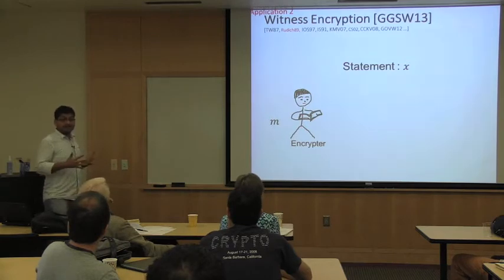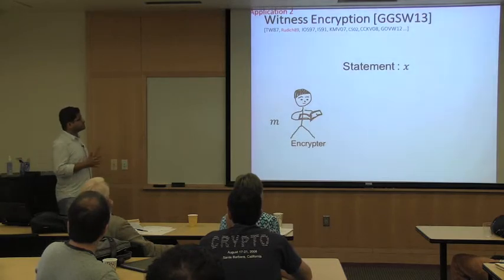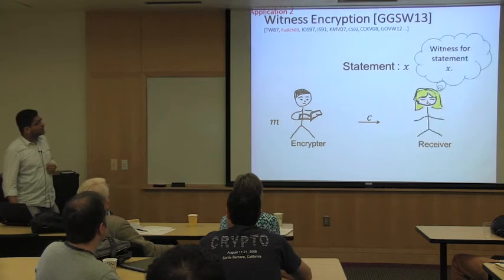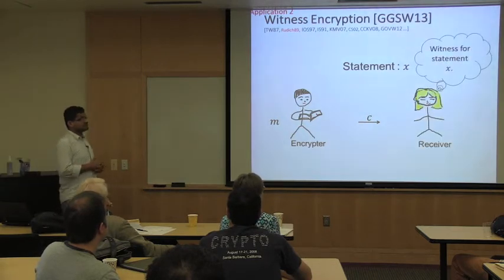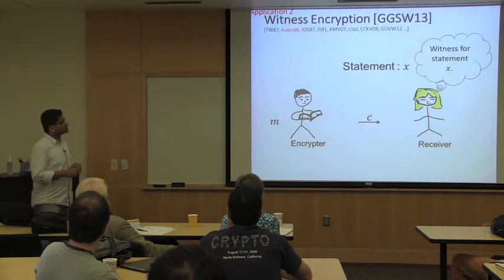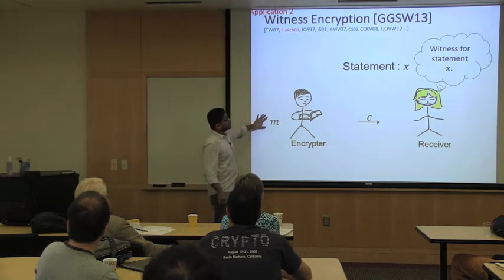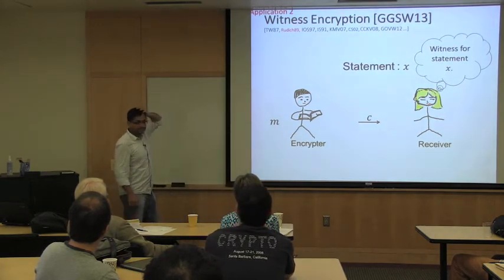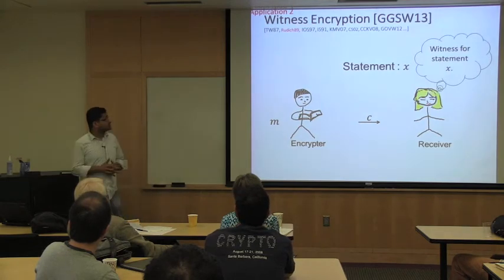The statement X is like any instance of an NP statement. Think of any crossword puzzle that appeared in some newspaper or your SAT formula, and you want to encrypt this message corresponding to this statement. The encryptor generates this ciphertext and puts it out there. Any receiver who has a witness for this statement should be able to decrypt it. He should be able to recover the message in polynomial time. Note that the encryptor is not aware of any witnesses for this statement. In fact, it doesn't even know whether the crossword puzzle or the SAT formula is satisfiable. It's just encrypting it, and the receiver can decrypt.